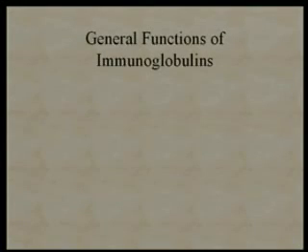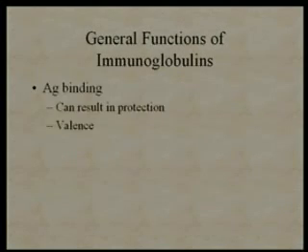Now, the way I want to approach this is to first just talk in some generalities. We'll talk about the general function of all the antibody molecules, and then talk about the general basic structure of all immunoglobulins, and then relate structure and function. Then we'll talk some specifics about the specific different kinds of antibodies. So what do antibodies do? The first and primary function of antibodies is simply to bind antigen.